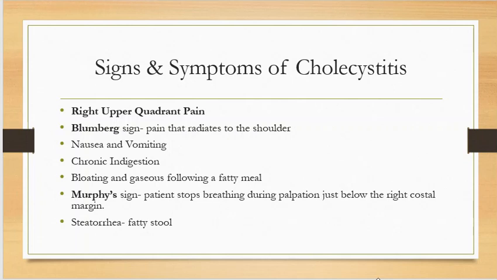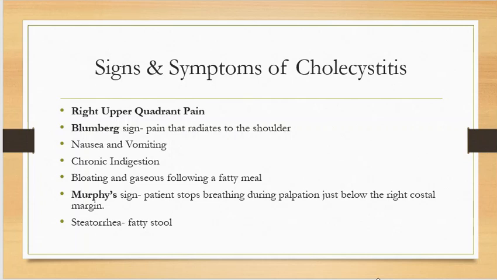All right, so what are our signs and symptoms? We have chronic indigestion. We have right upper quadrant pain. So you saw in the picture before where the gallbladder lays. And the rebound tenderness for cholecystitis is called a Blumberg sign because when you press on it, the pain may radiate to the shoulder. So if you press in that area, right upper quadrant, the patient may complain of shoulder pain, and that is called the Blumberg sign. All right, so the Blumberg sign.